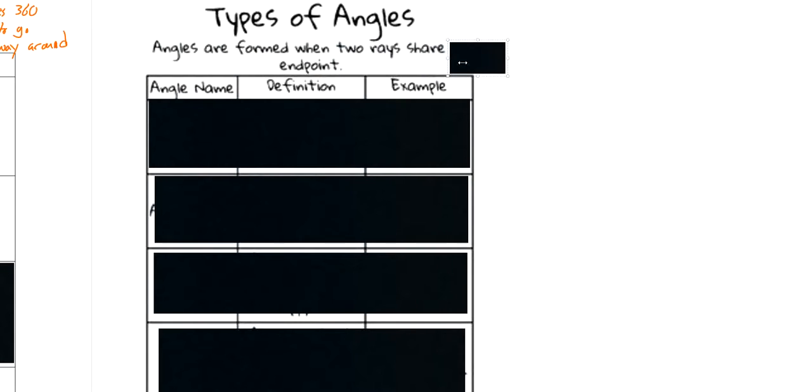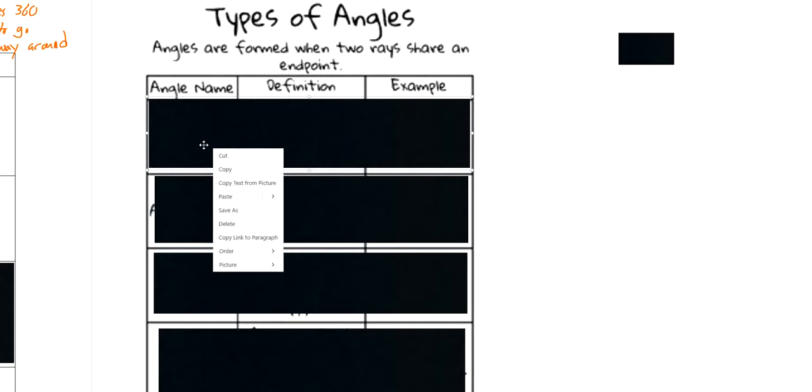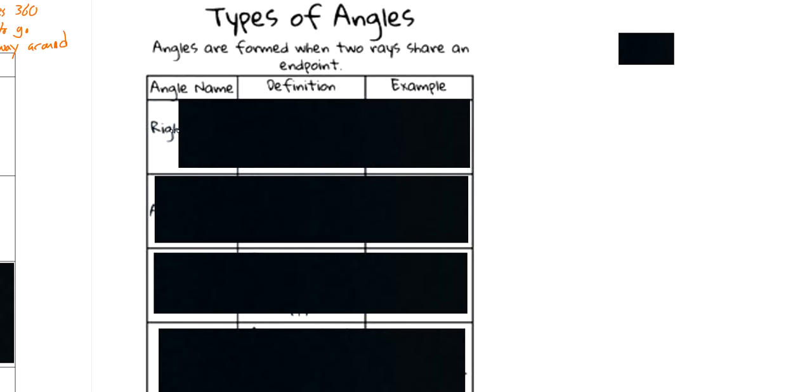So first thing we want to talk about is that angles are, as we talked about, how much spin or how much rotation is needed. But it's also formed whenever 2 rays share an endpoint. So remember, a ray is an endpoint with a line that extends forever. So we're going to see some pictures of that also. Make sure you got your column titles listed above: angle name, definition, and then example, a picture example.